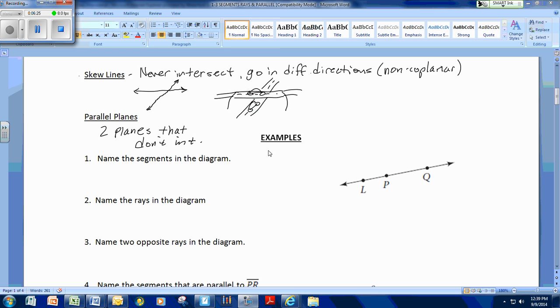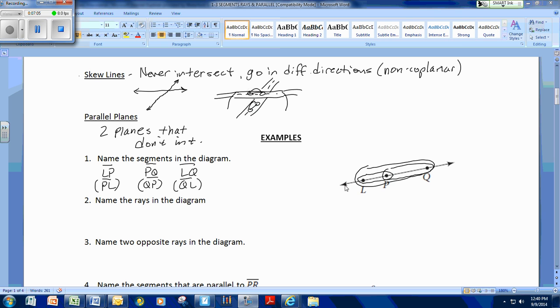So let's try some examples. Here's a diagram over here. We're going to name the segments in the diagram. So the first segment, we have this piece of the line, segment LP, or segment PL, either one. We also have this segment right here, segment PQ, or segment QP. And then we also have the big segment from L all the way to Q, segment LQ or segment QL.